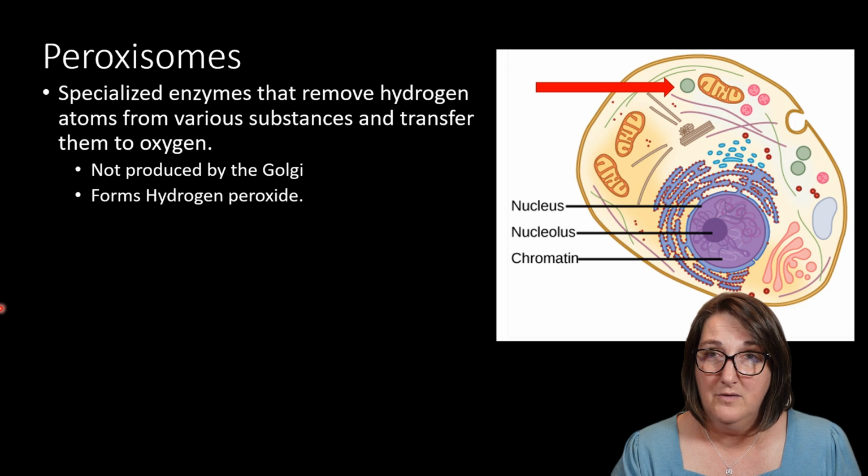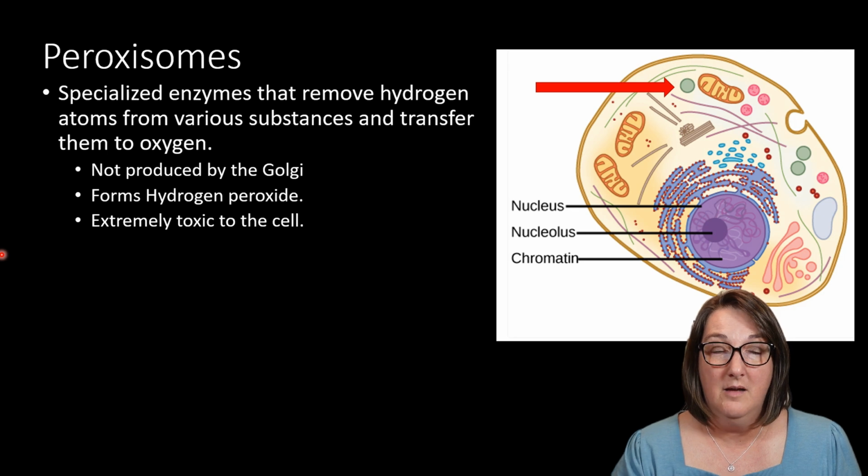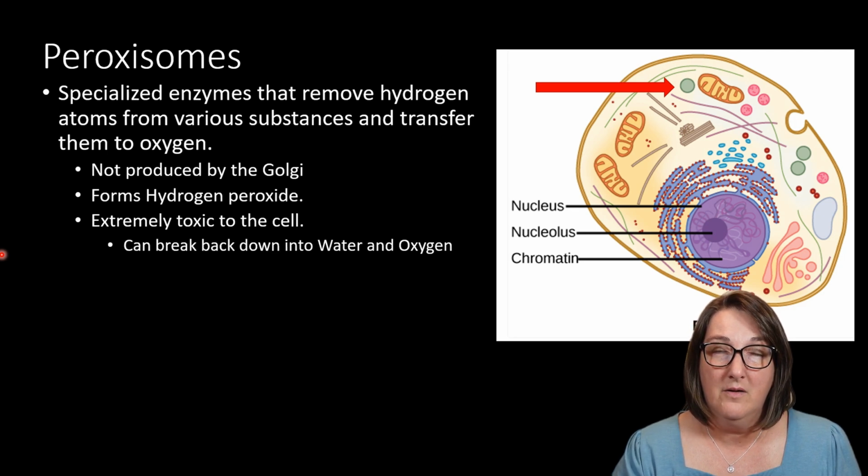Water has 2 hydrogens, 1 oxygen. Hydrogen peroxide has 2 hydrogens, 2 oxygens. And that makes it hydrogen peroxide. And inside the cell it is extremely toxic, but it is used to break down certain materials. And when it does, it can break itself back down into water and oxygen.